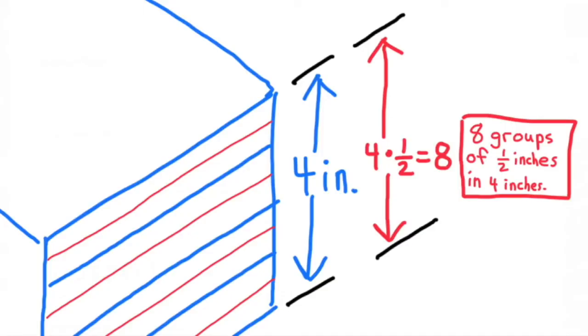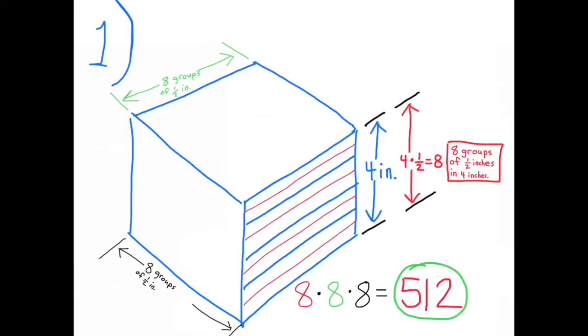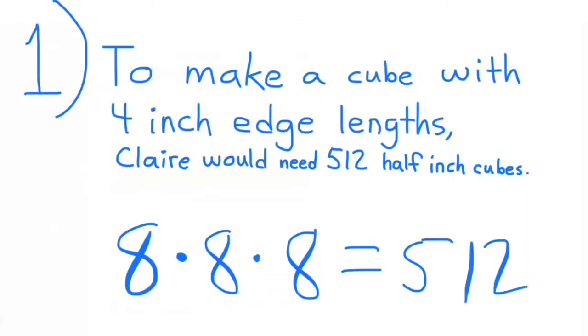There are a total of 8 1/2-inch sections that fit into the 4-inch edge line. This drawing represents the height, width, and length of the cube, each 4 inches in length, with 8 sections of 1/2 inches fitting inside each 4-inch edge line. 8 times 8 times 8 equals 512. To make a cube with 4-inch edge lengths, Claire would need 512 1/2-inch cubes.